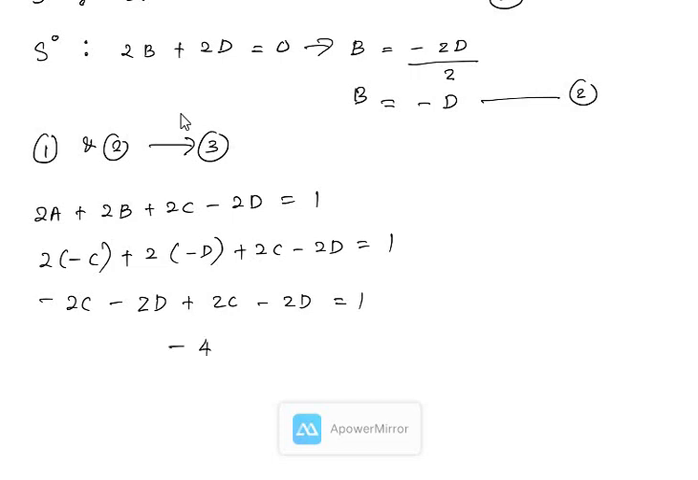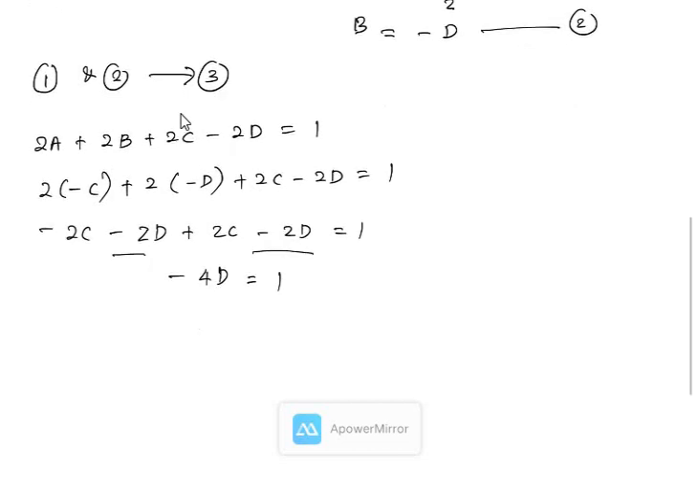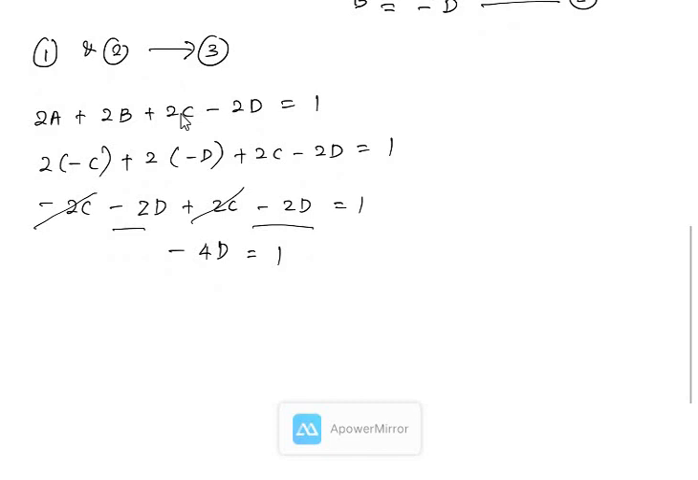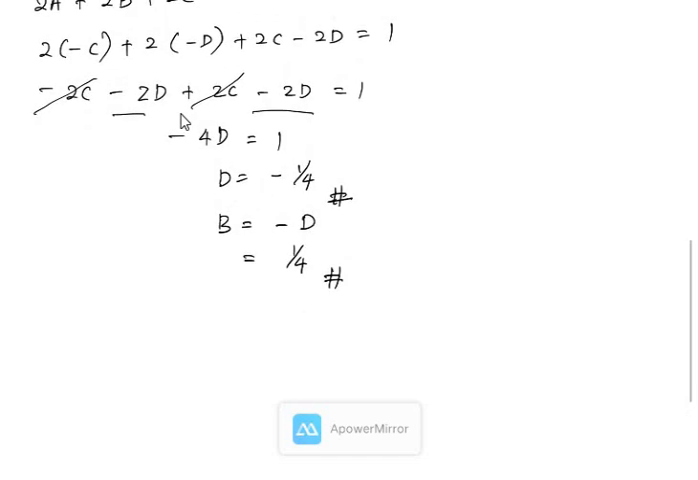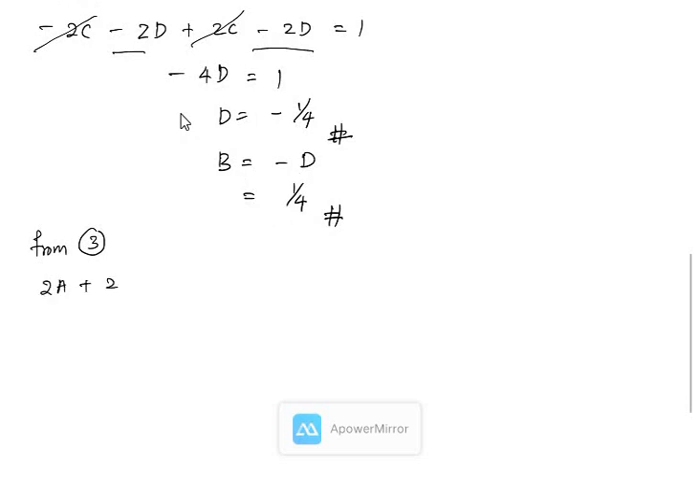So negative 2, negative 2, so negative 4d equal to 1. The 2c positive and negative can cancel out. So d equal to negative 1 over 4, where b is equal to negative d, and we get b equal to positive 1 over 4. So we get two values here, b and d. So from equation 3 we have 2a plus 2b plus 2c minus 2d equal to 1.